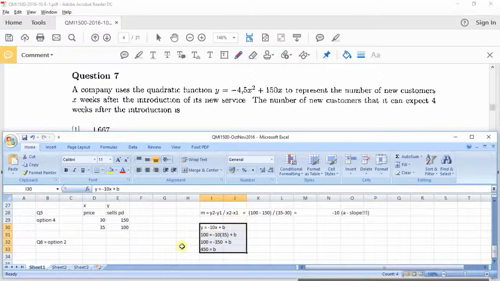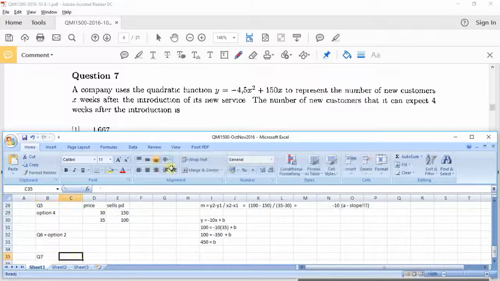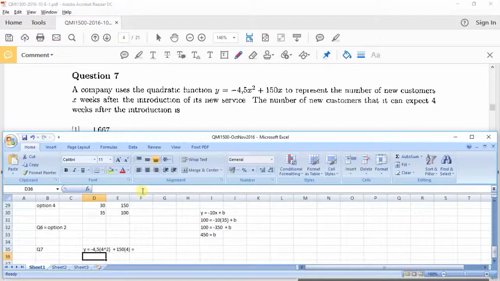Make sense? Yes. Okay, question 7. A company uses the quadratic function to represent the number of customers X weeks after the introduction of a new service. The number of new customers they can expect 4 weeks after introduction. I just substitute in. Y equals negative 4.5 times 4 squared plus 150 times 4, equals. Let's see what we get.